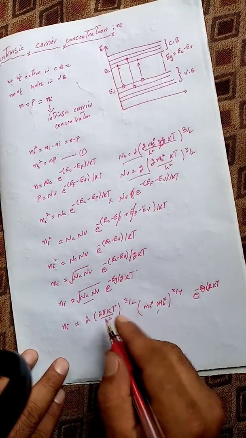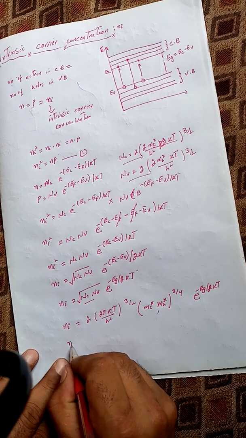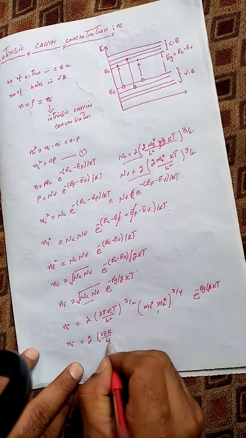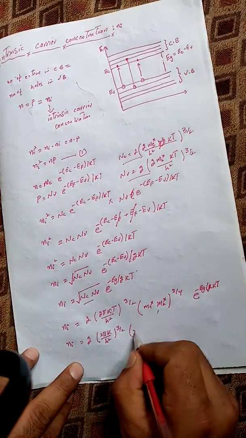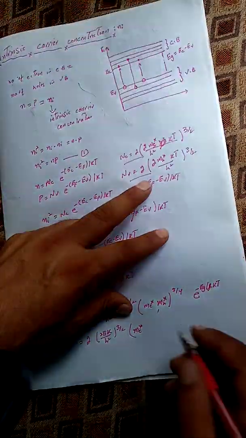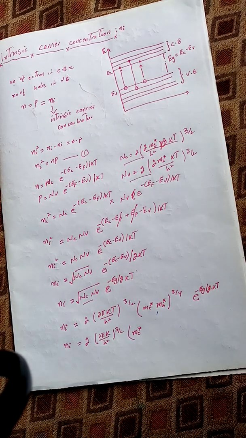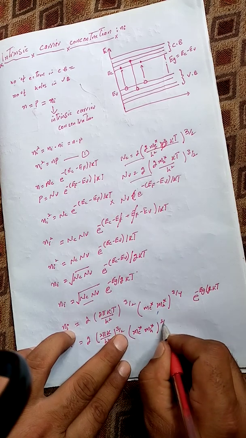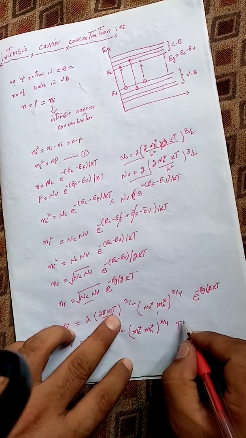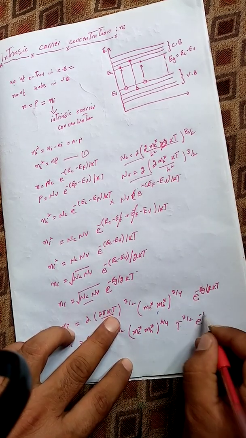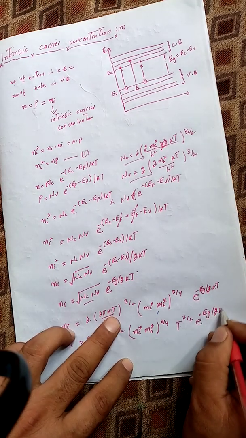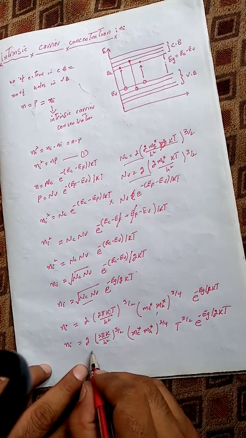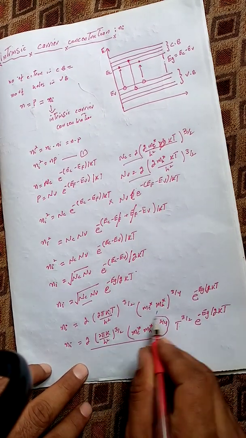Or we bring this T from this factor, so we get Ni is equal to 2 times (2πk over h²)^(3/2), and we have me* and mh*, to the power 3/4. So we have T^(3/2) e^(−Eg/2kT). This part is independent of temperature, so this is a constant value for a particular material.